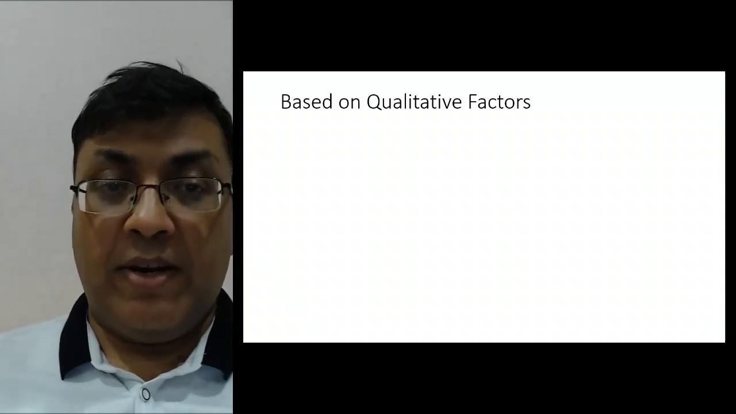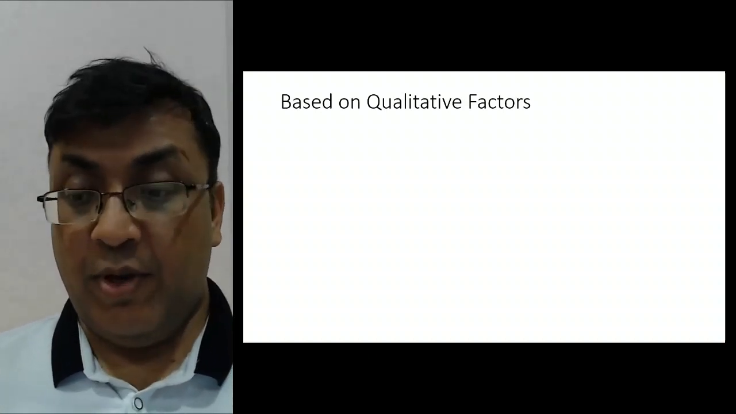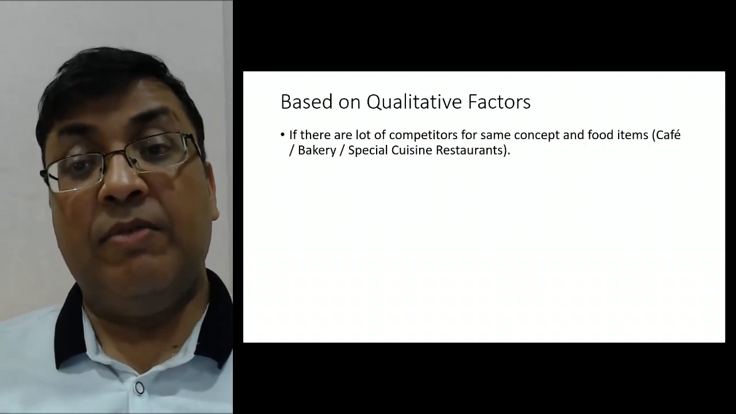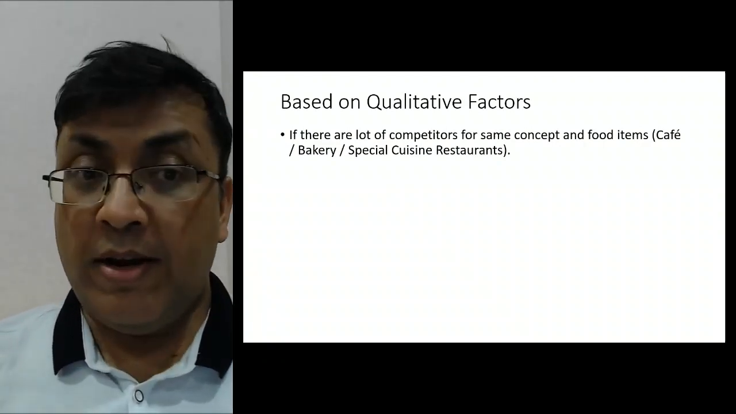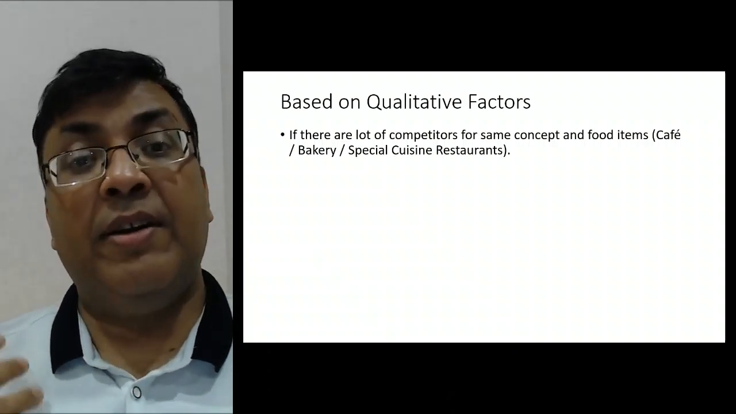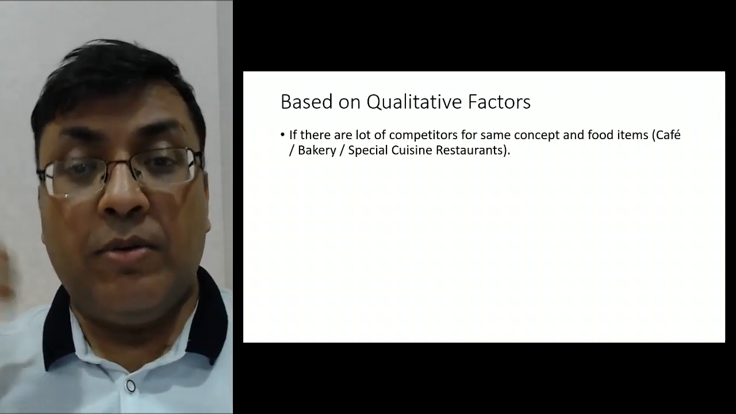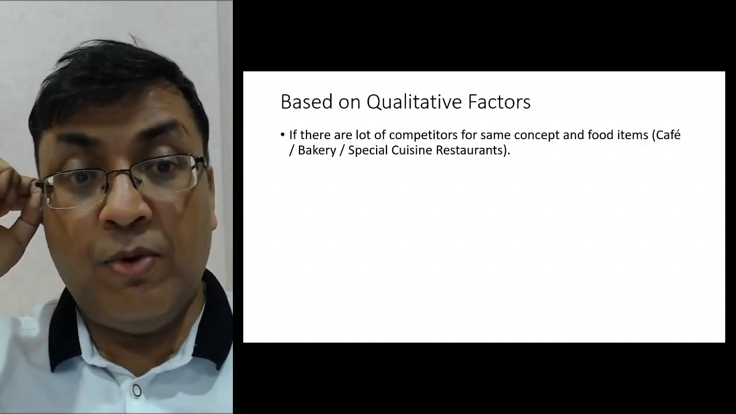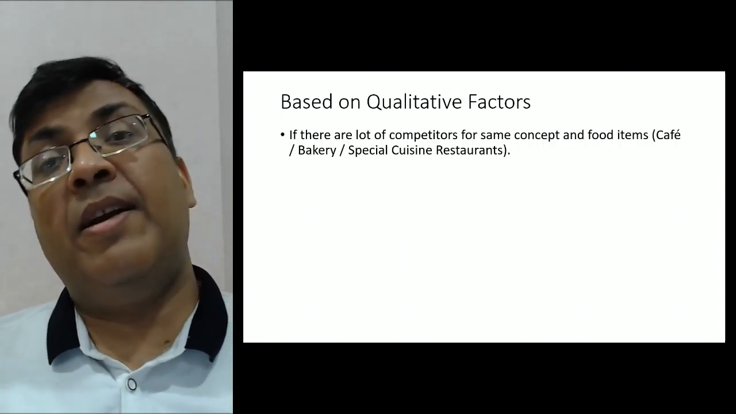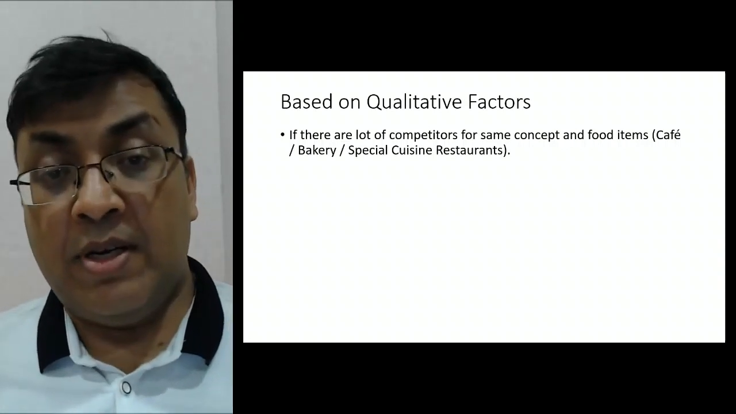Based on the qualitative factors, what are the qualitative factors in menu pricing and how do they impact the menu pricing? So the first factor is, let's say there are a lot of competitors with the same cost and same food items. For example, cafes, bakeries, or specialty restaurants, like a lot of Indian restaurants, a lot of Chinese restaurants, a lot of Korean restaurants, a lot of Thai restaurants. So the food concept and the food items would be similar. Maybe the name would change, maybe the presentation would change slightly, but the ingredients and the taste would mostly be similar in most of the competition.